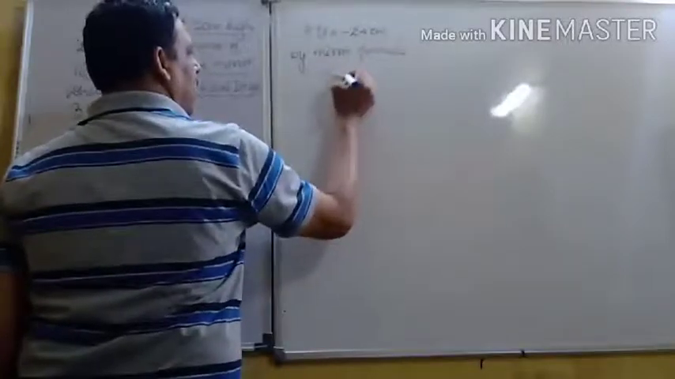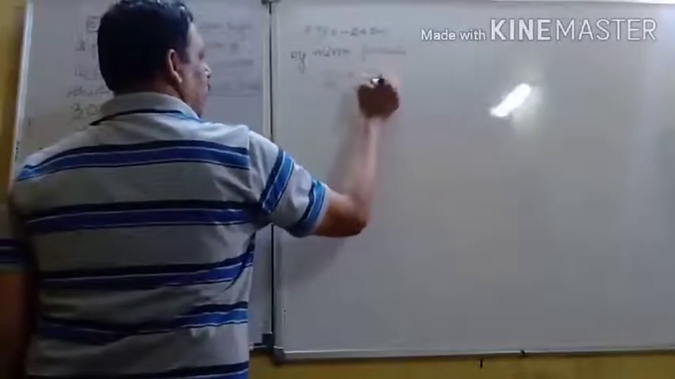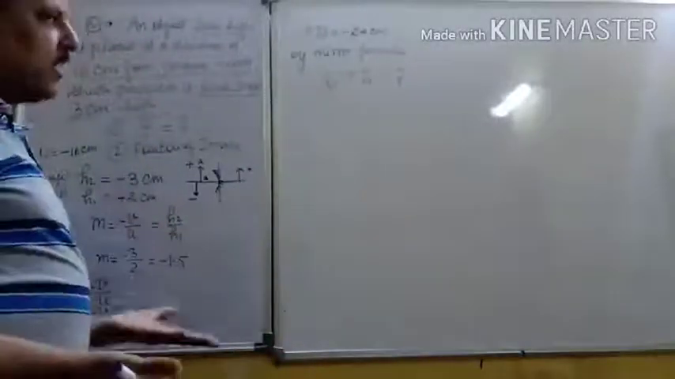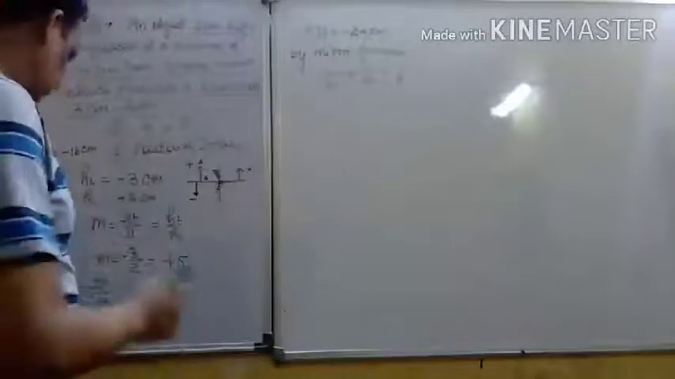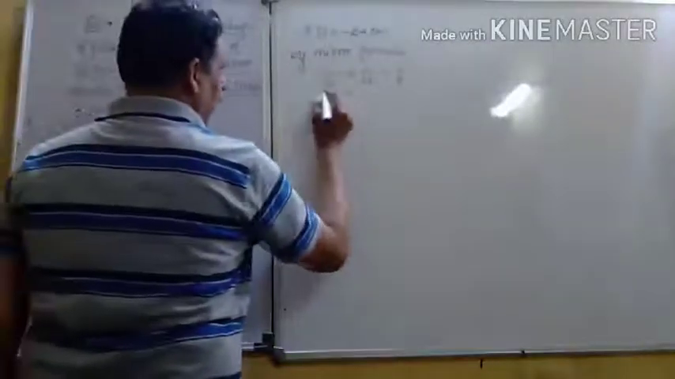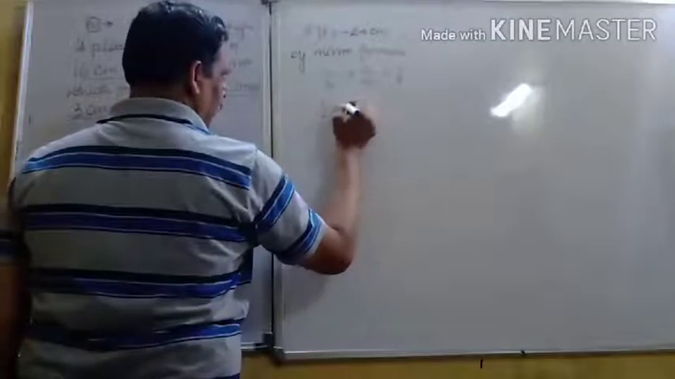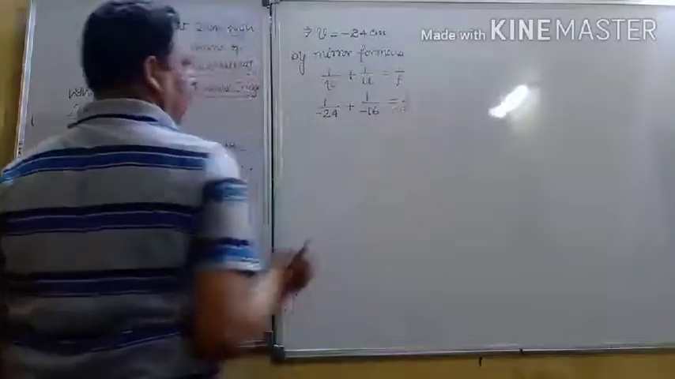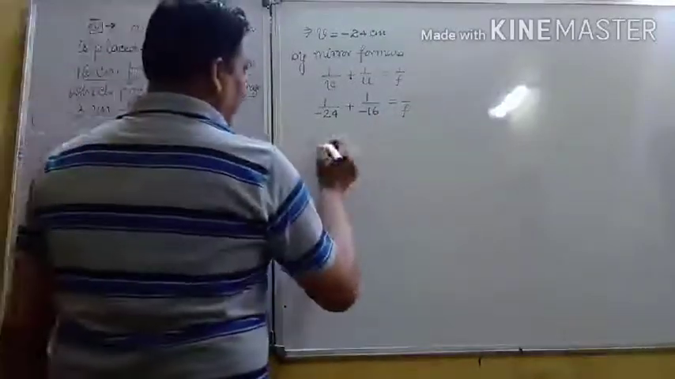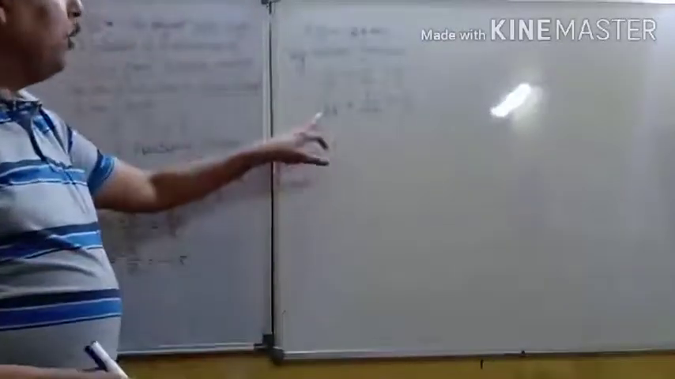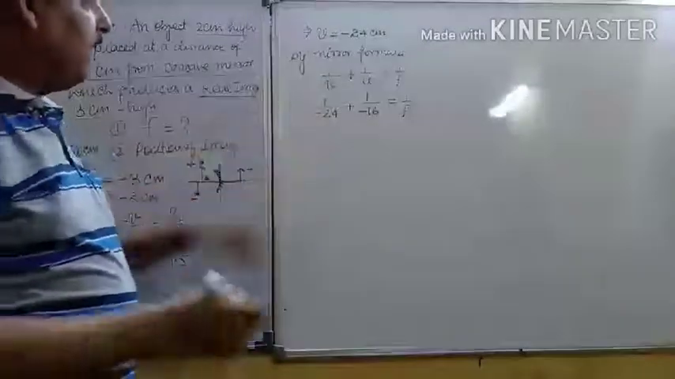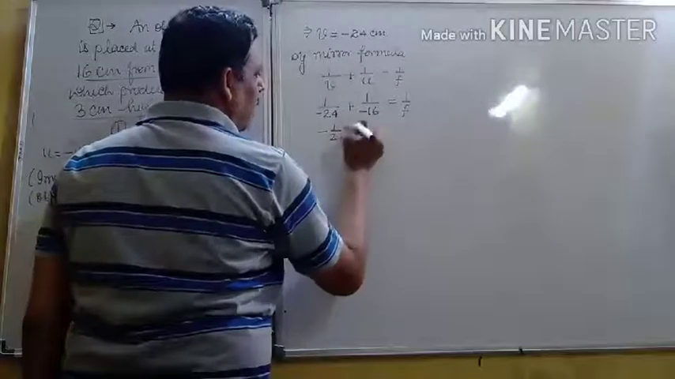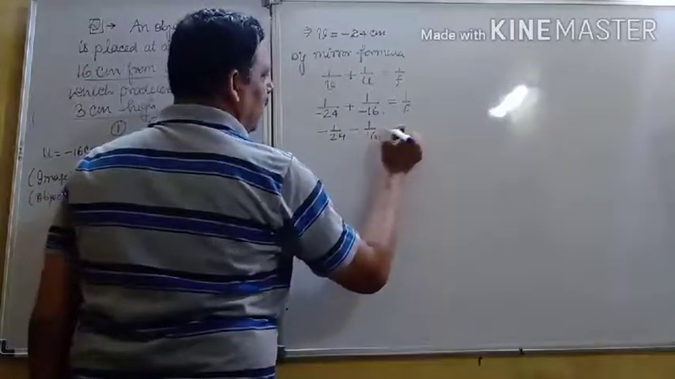1/v + 1/u = 1/f. With sign convention, we will place the quantities here. 1/(-24) + 1/(-16) = 1/f. Now both are negative. The negative sign cannot remain in the denominator; it always goes to the upside. So this is -1/24 + (-1/16) = 1/f.